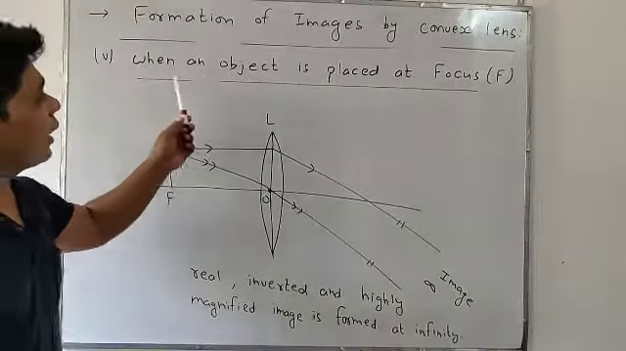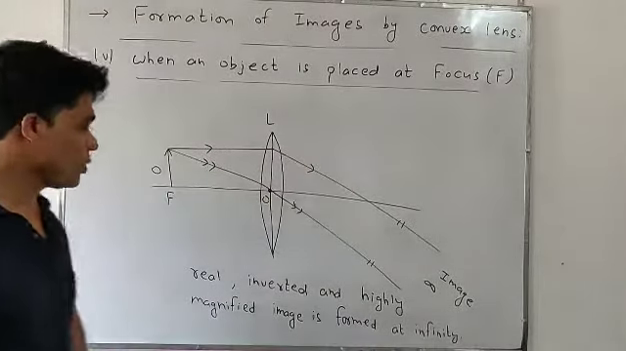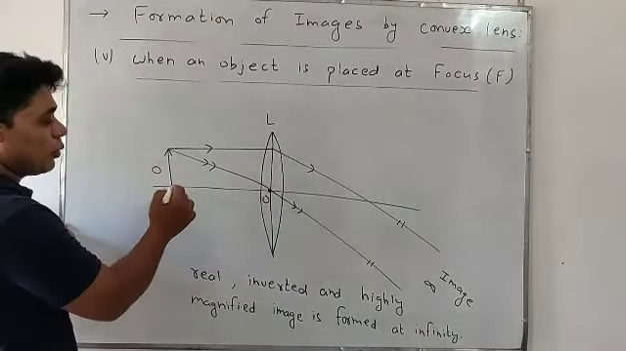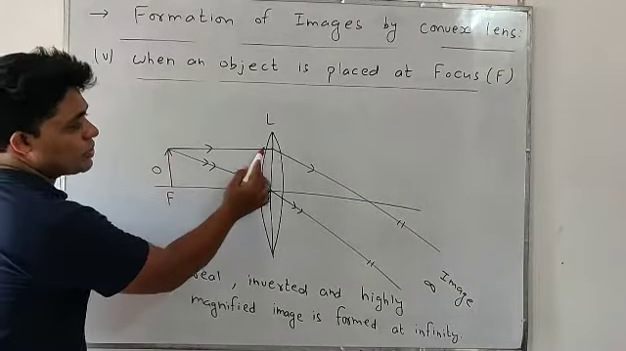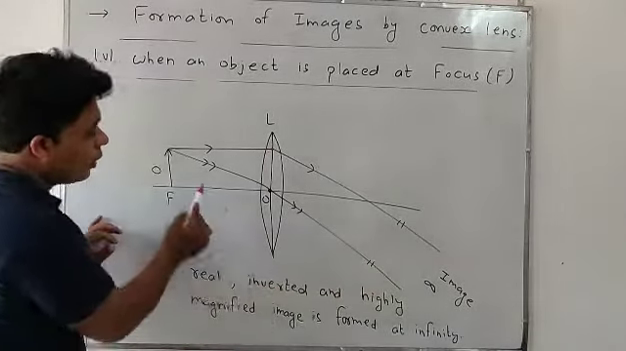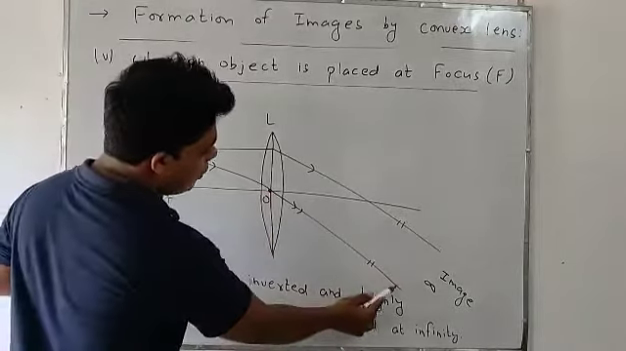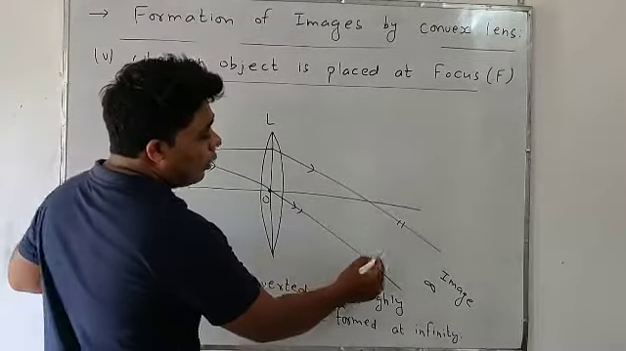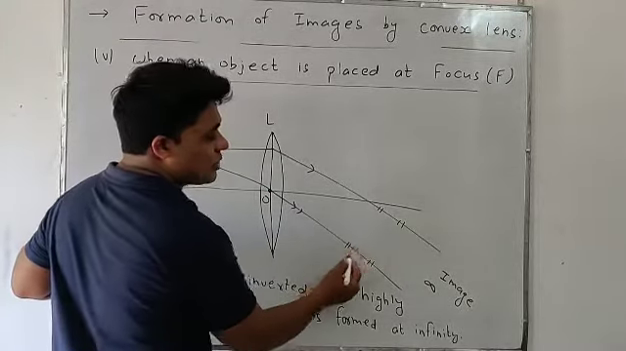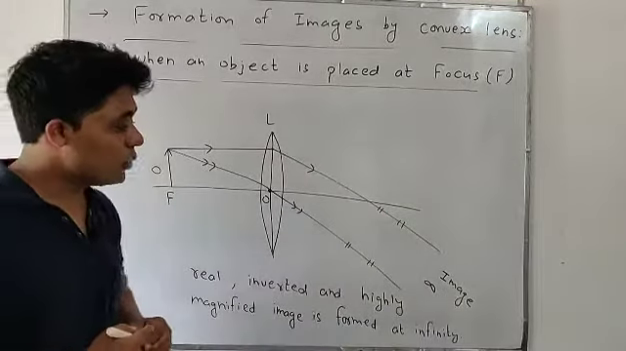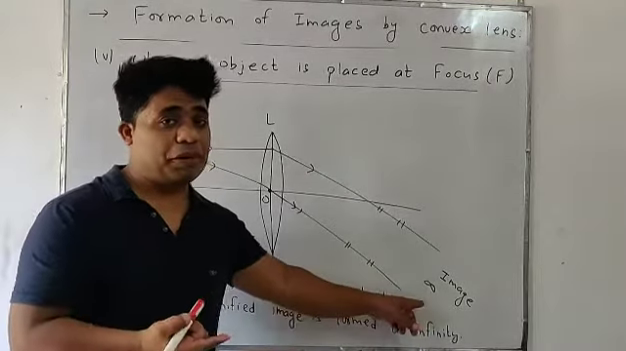Fifth case: when an object is placed at the focus, the principal focus. This is the object, placed at the focus. A ray incident gets refracted. Another ray incident passes straight. And look at students, both light rays pass parallel. So the image will form at infinity.